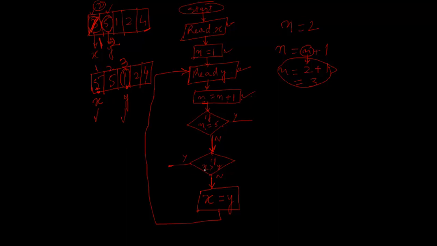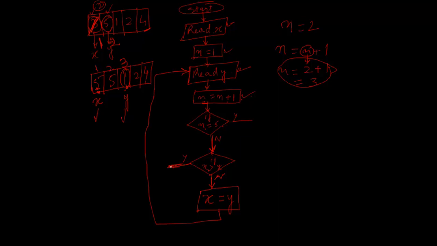When I am comparing, x is greater than y. Yes, this time this 5 is greater than 1. So it will not go here. It will not go to this no section because it will only go to this no when x is less than y. But this time x is greater than y. It will go to yes section.